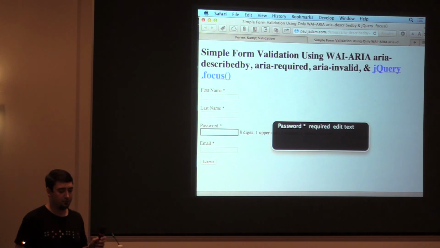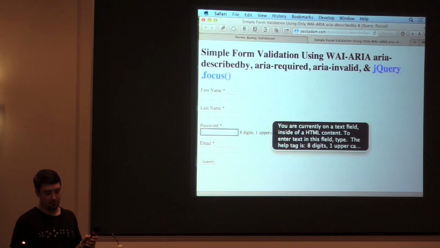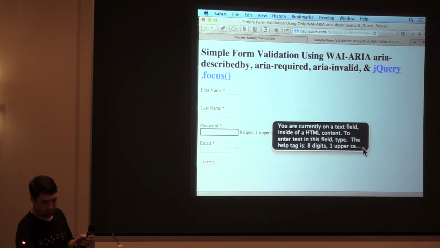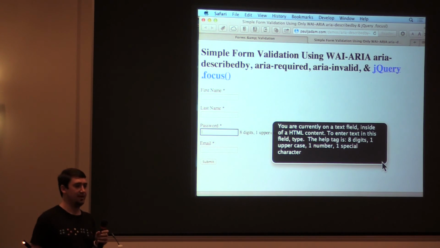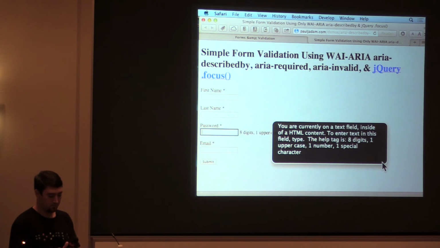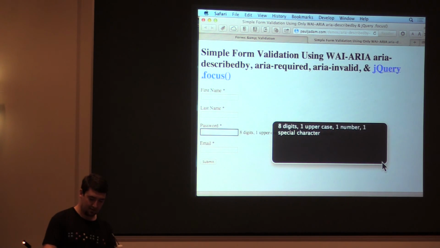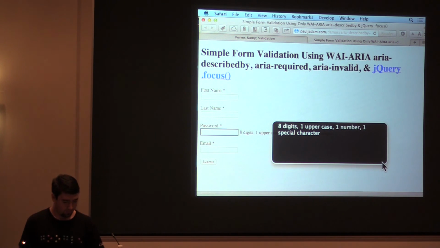Okay, now VoiceOver is going to wait and wait and wait. You are currently on a text field inside of HTML content. To enter text in this field, type. Now it tells me the help text, which is the ARIA described by. Special character. You can also hit VO Shift H. Eight digits, one uppercase, one number, one special character. And that is to invoke the hint.